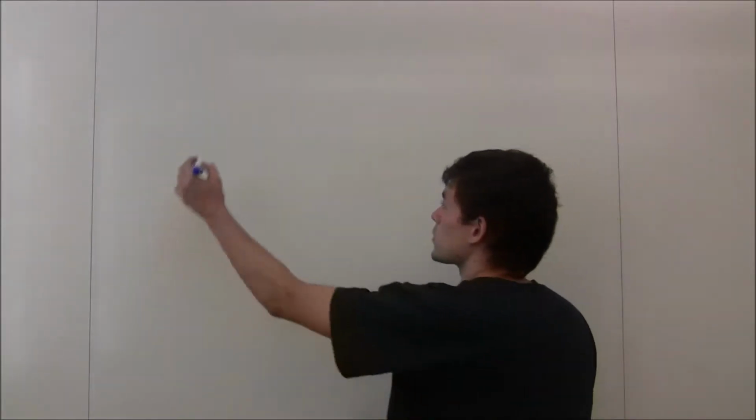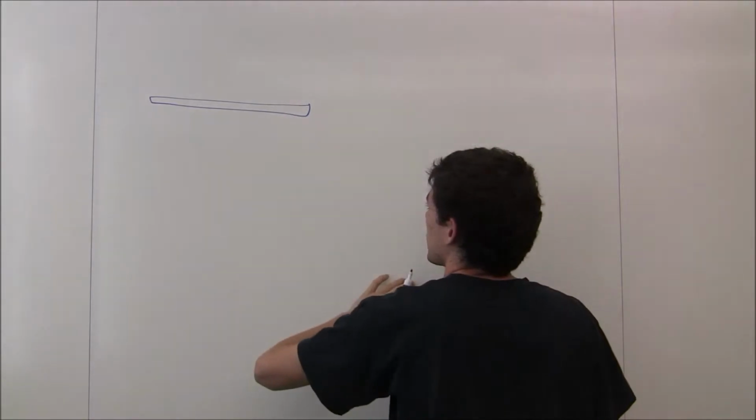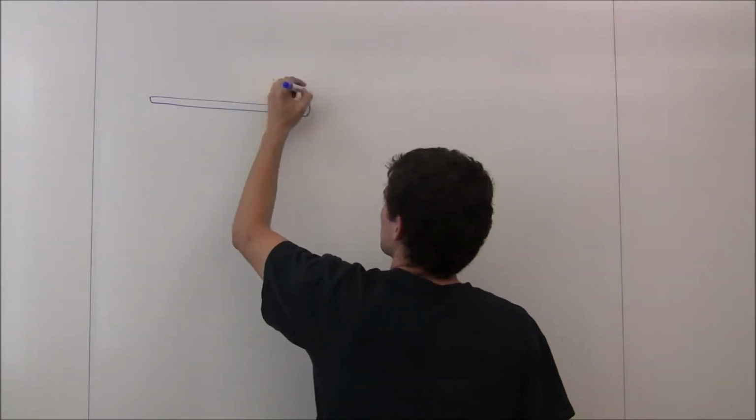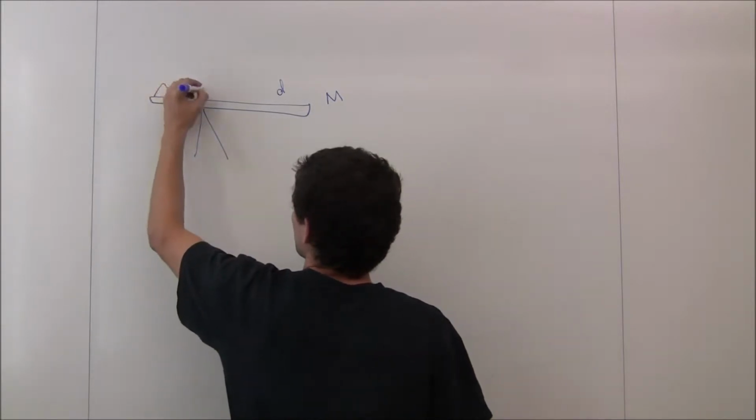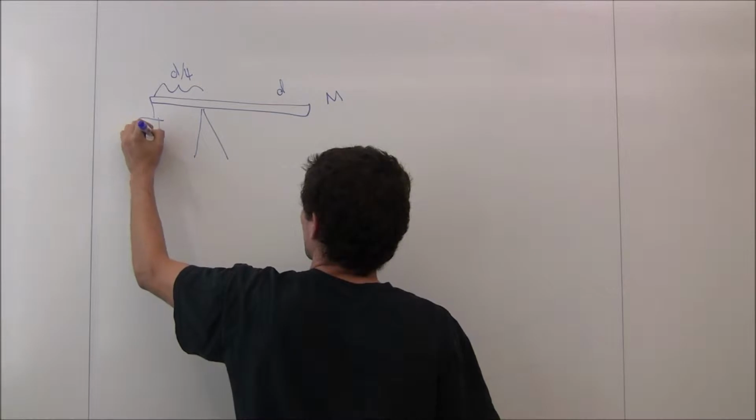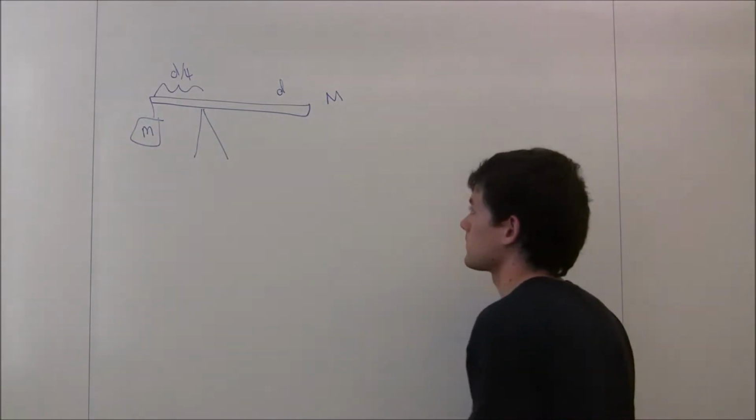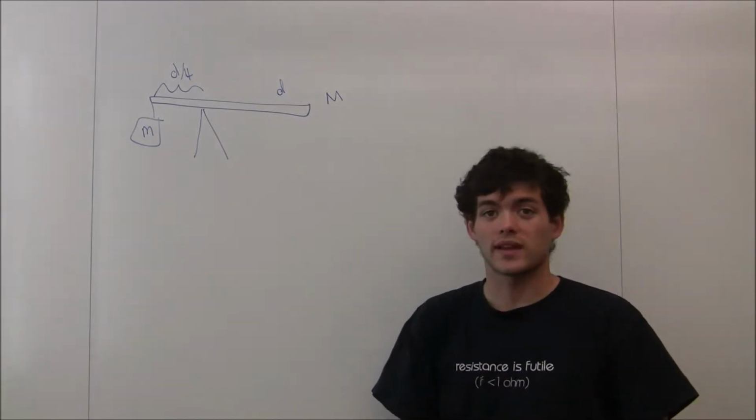So in this problem, we're told that a long plank of length d and mass big M is supported at a distance d over 4 and has a mass little m hanging off of the other end.